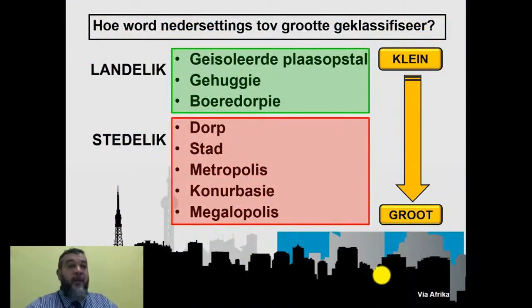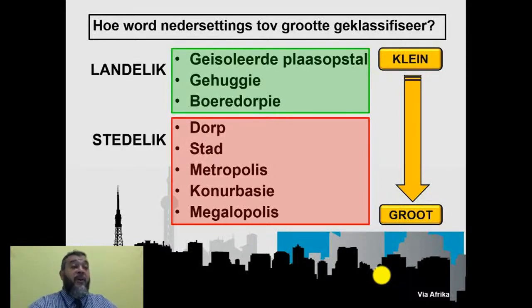Okay, en dit is de Afrikaans one. The isolated farmstead, die geïsoleerde plaasopstal. Een hamlet is een geheugie. Village is een boerendorpie. A town is een dorp. A city is een stad. Metropolis stays the same. Conurbation, and a megalopolis stays the same.